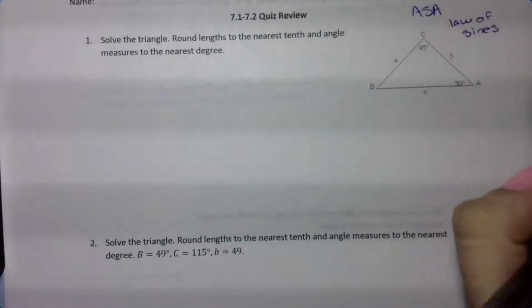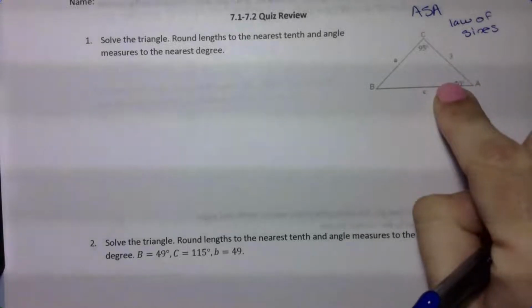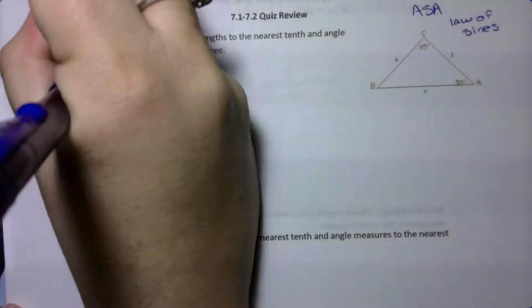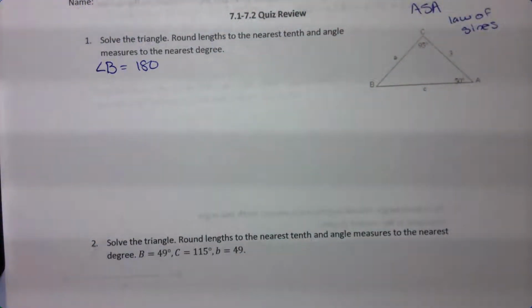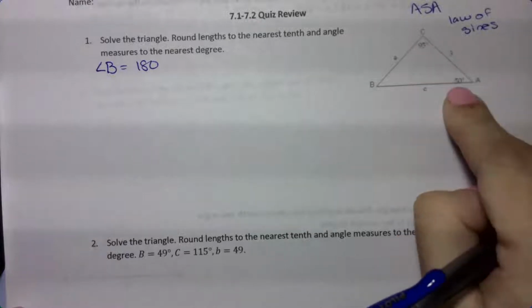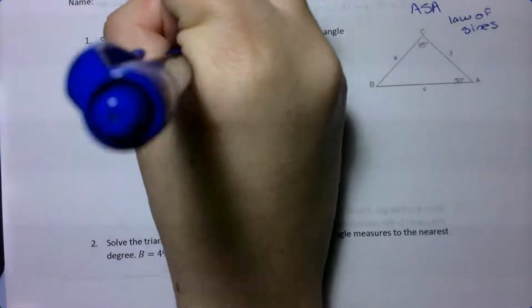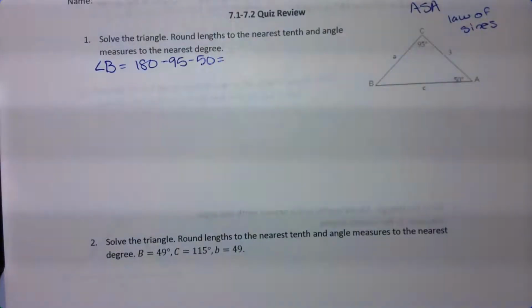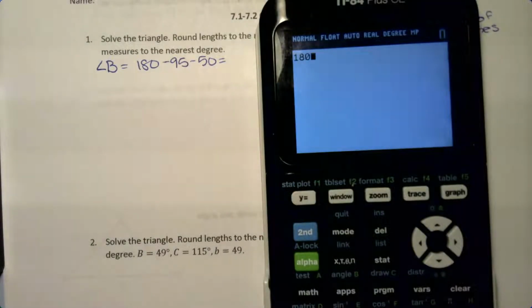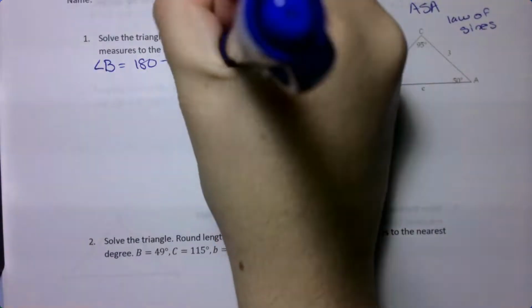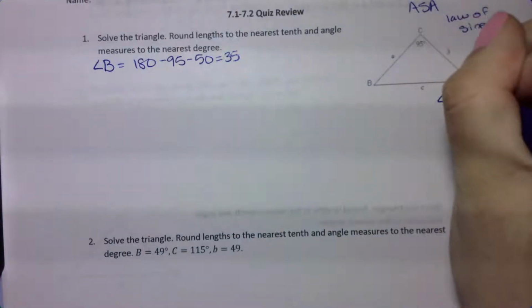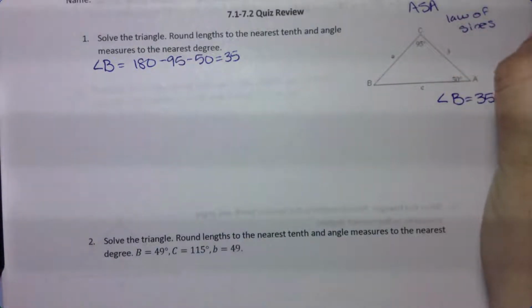I know two of my angles, so I'm going to start off by finding my third angle, angle B. To do that, I'm going to take 180 because there's 180 degrees in a triangle, and I'm going to subtract the two angles I do know, 95 and 50. So 180 minus 95 minus 50 gets me 35. I'm going to just write this off to the side so I don't lose it in my work, and then I'm also going to write it on my triangle.